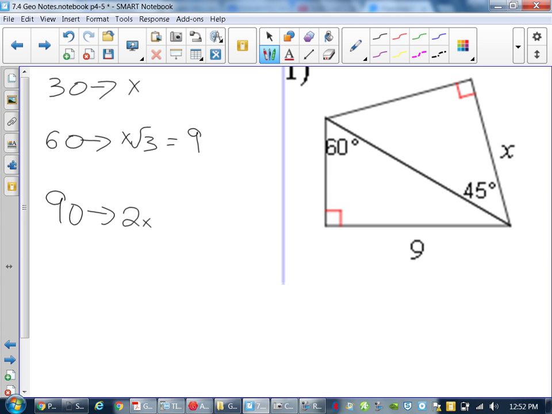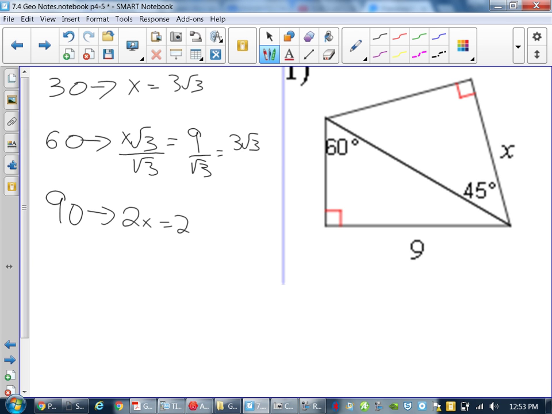And then how do you solve that one-step equation? How do you undo multiply? Divide. And you just divide, just like you did yesterday. Now, again, your calculator will do this for you. If you take 9 divided by the square root of 3, you get 3 root 3, right? So that's the value of x for the 30, 60, 90, which means across from the 30 would be 3 root 3.